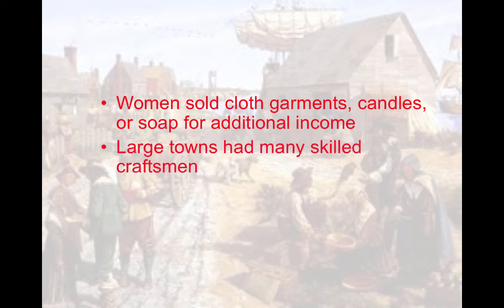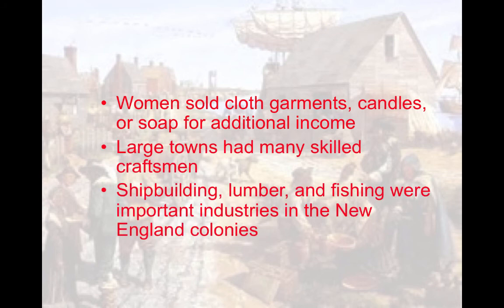Large towns had skilled craftsmen, and because of its location, the New England colonies and their location along the water, a lot of industries related to water were very important. Shipbuilding, we have lumber, fishing. These were all very important industries in the New England colonies. And very diversified economy. You have a little bit of farming, you have craftsmen, you have shipbuilding, you have fishing. Very diverse economy for the time period, which would be very important as we get closer to the Civil War.